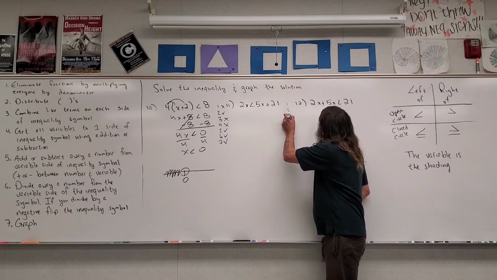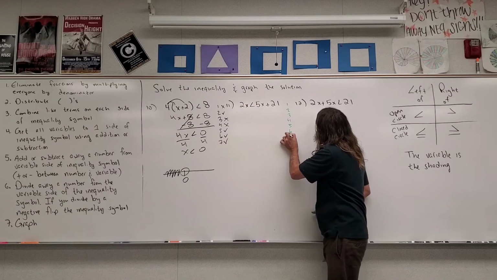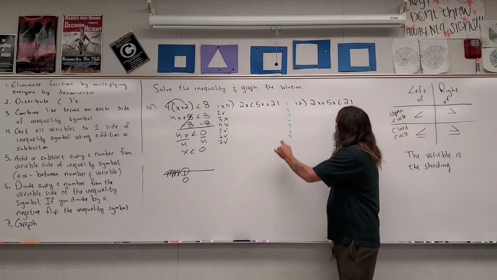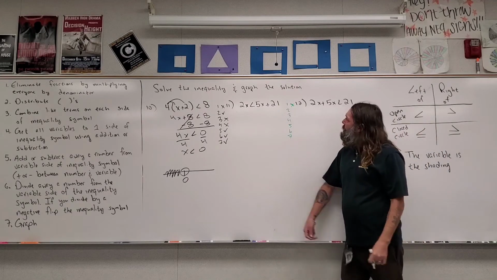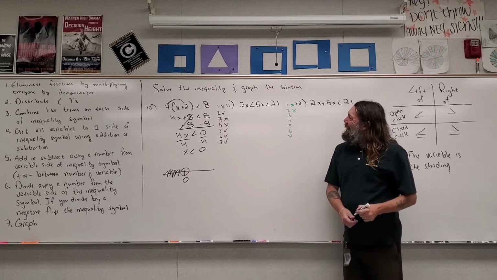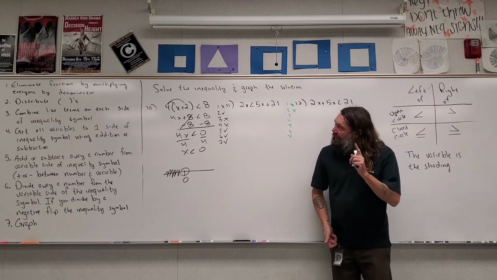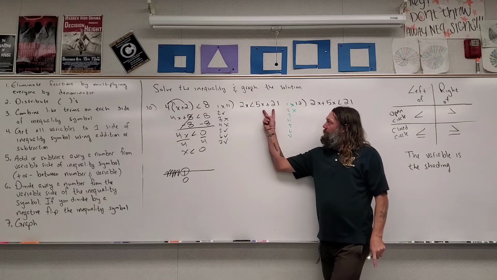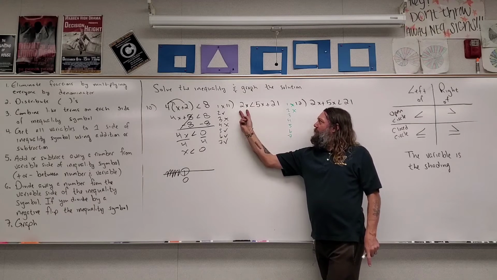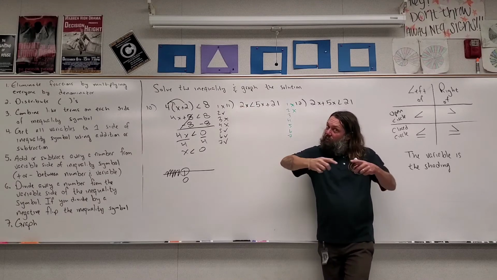1, 2, 3, 4, 5, 6, and 7. Do I have fractions to eliminate? No, I do not. Do I have parentheses so I can distribute? No, I do not. Can I combine like terms on each side of the inequality symbol? I can't put these together, and there's no one to put together on the left side. Remember, it's on each side, not going across.